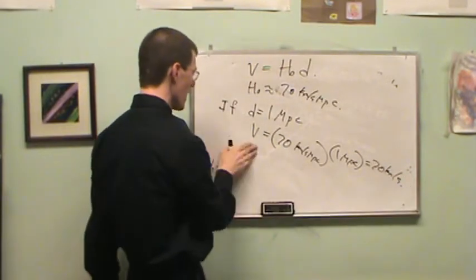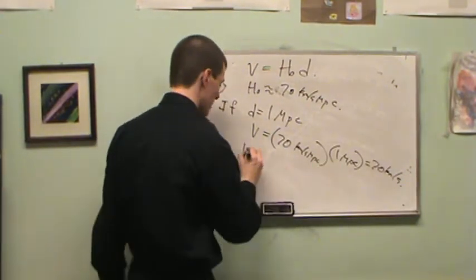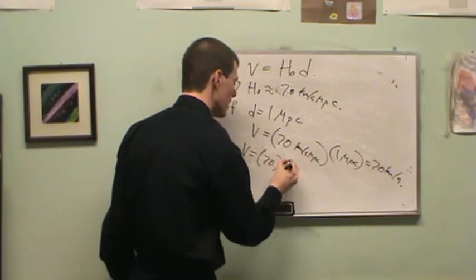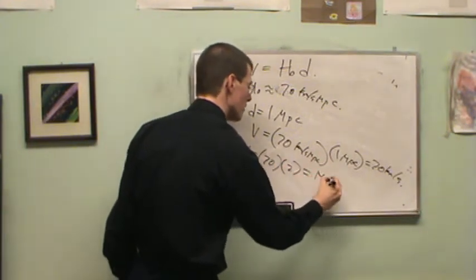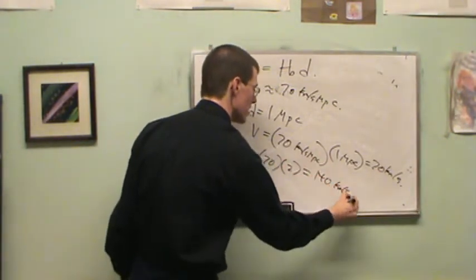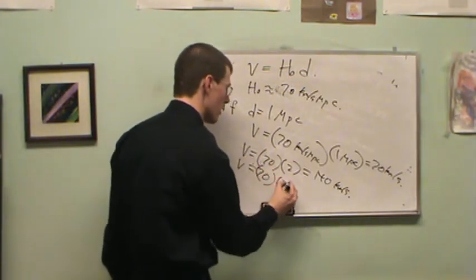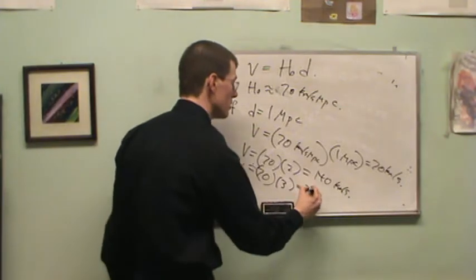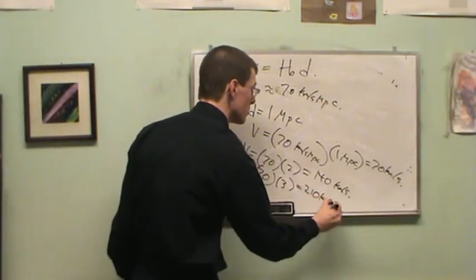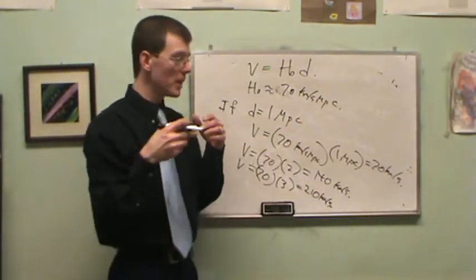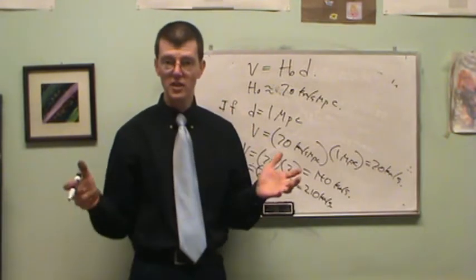If, on the other hand, I have a galaxy which is 2 megaparsecs away, then velocity would be 70 times 2 equals 140 kilometers per second. If I have a galaxy which is 3 megaparsecs away, 210 kilometers per second. So there's this relationship between speed of a galaxy and distance.